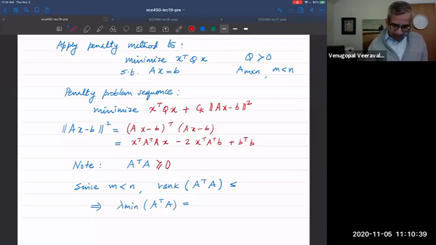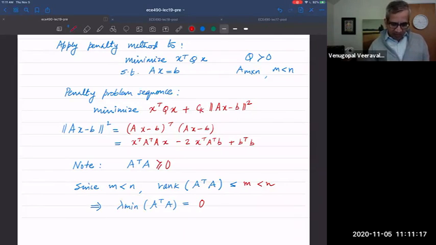But because m is less than n, the rank of A transpose A has to be less than or equal to m, which is less than n. So you have an n by n matrix with rank strictly less than n. So its determinant has to be 0. That means its minimum eigenvalue has to be 0. Everyone see that? So it cannot be positive definite. It can only be positive semi-definite, with a minimum eigenvalue of 0.